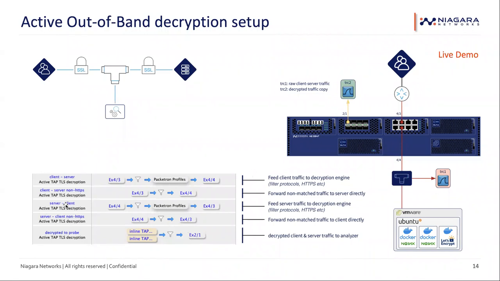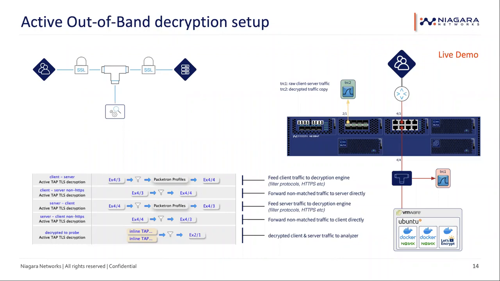From server to client traffic, exactly the same. Traffic from the server is going to the Packetron, and once it is decrypted, the decrypted traffic is going to my output port and re-encrypted and going to the client again. For this one, I have set up a small demo just to show what it looks like.